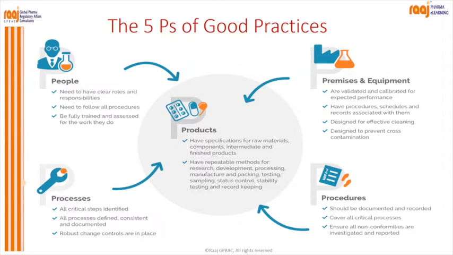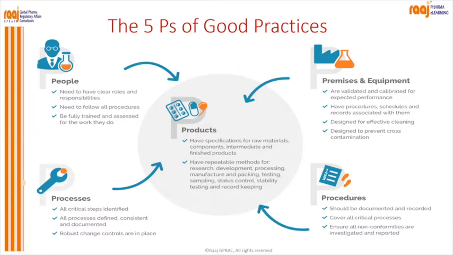Okay. Then premises and equipment are validated and calibrated for the expected performance. They have procedures, schedules, and records associated with them, designed for effective cleaning and designed to prevent cross contamination. So, when you are working in an environment where all the infrastructure and work environment is very conducive, you should see that all the machinery and equipment are validated. The equipment should be qualified, and the instruments used for measurement have to be calibrated. And the work environment, the cleaning, hygiene, everything is well maintained.